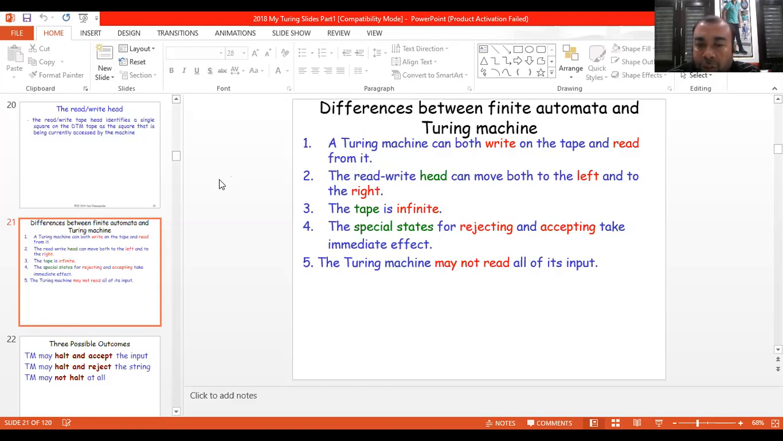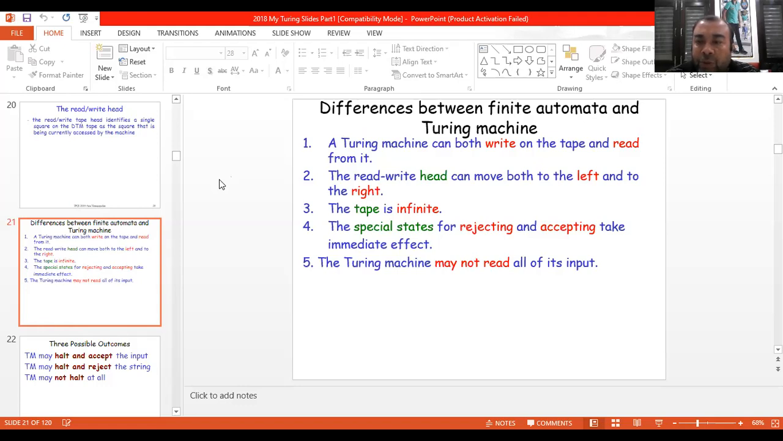The second point is also important: the read write head can move towards the left hand side as well as the right hand side, which was not allowed in the case of NFA, DFA, NPDA and DPDA. But I am not satisfied with this third point, that the tape is infinite.